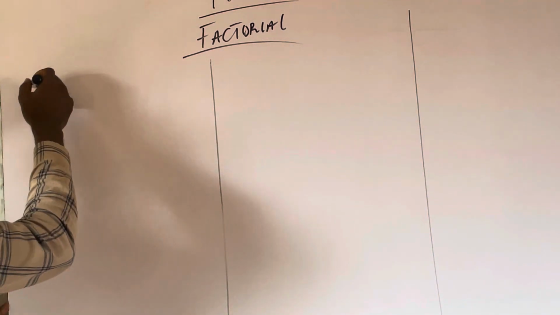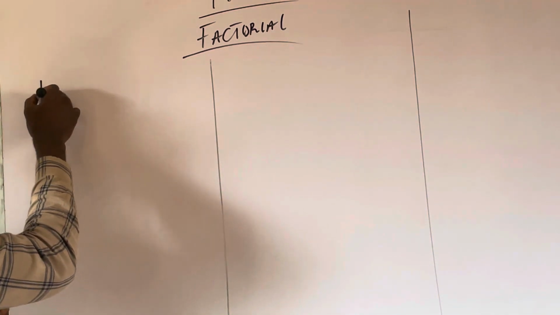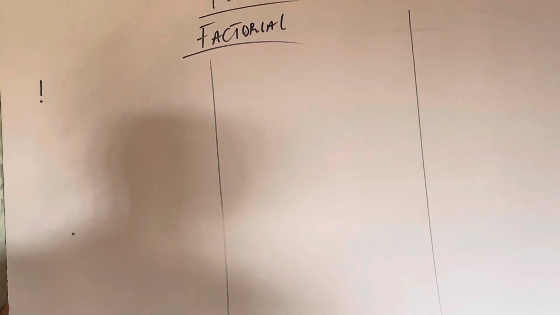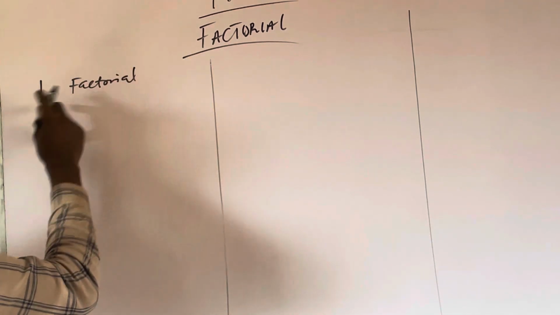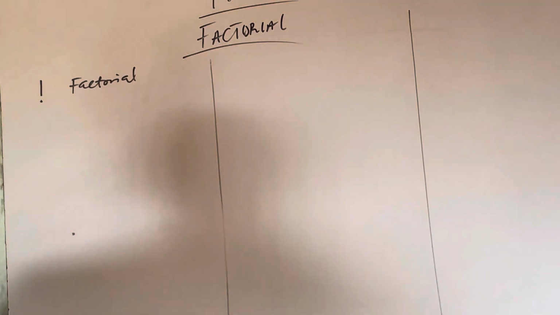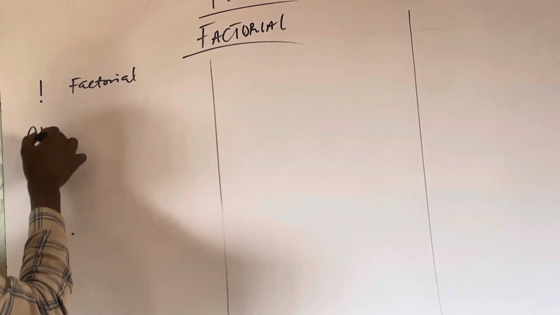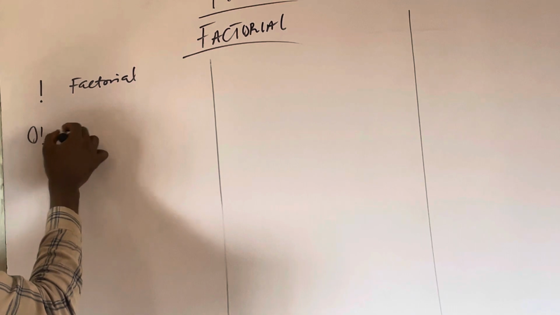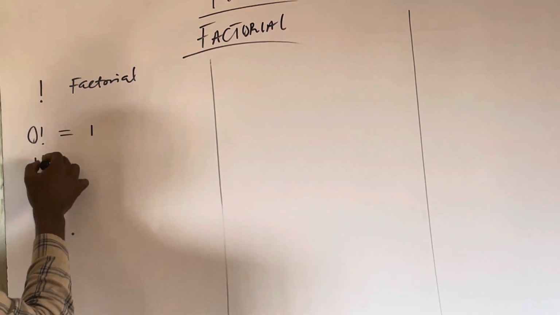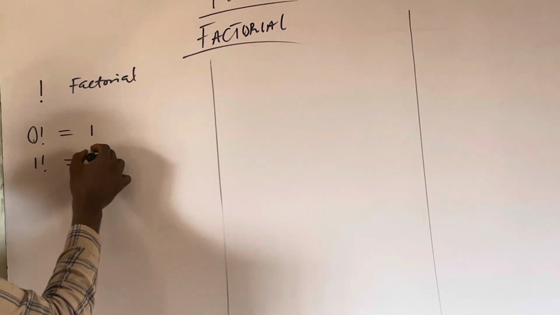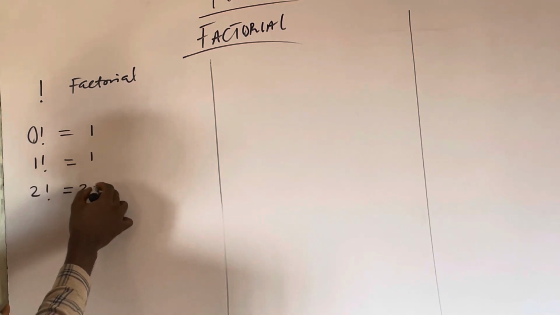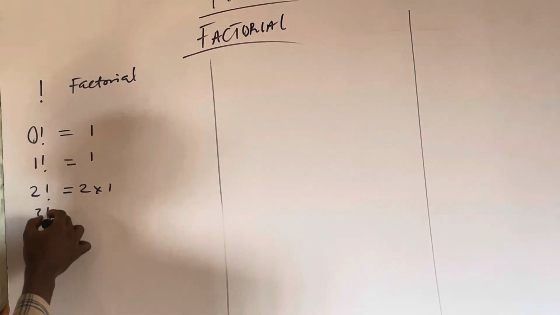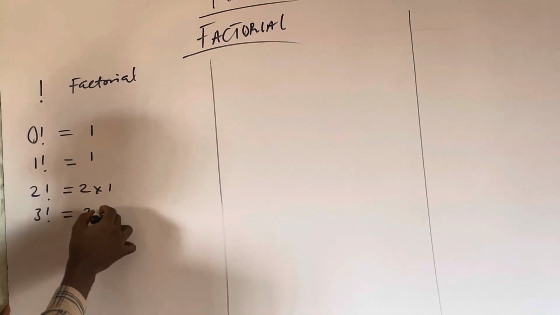Remember, look at this symbol. When you see a symbol like this, it means factorial. Now, we have 0 factorial, and 0 factorial is equal to 1. We have 1 factorial, which is equal to 1. We have 2 factorial, which is equal to 2 times 1. We have 3 factorial, which is equal to 3 times 2 times 1.